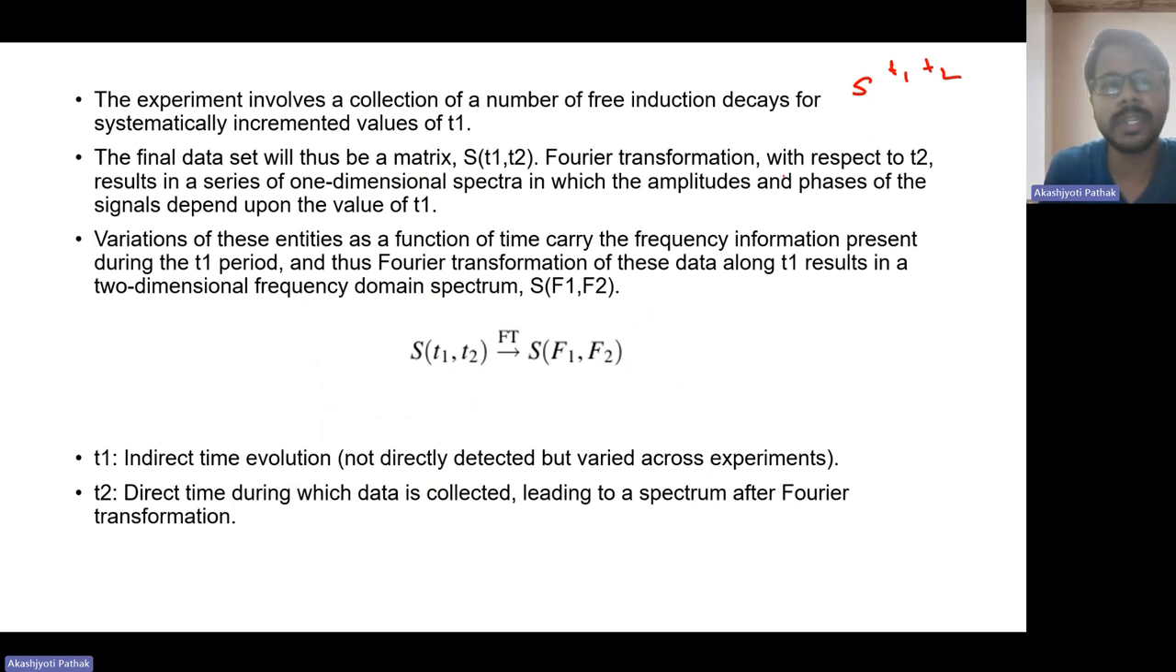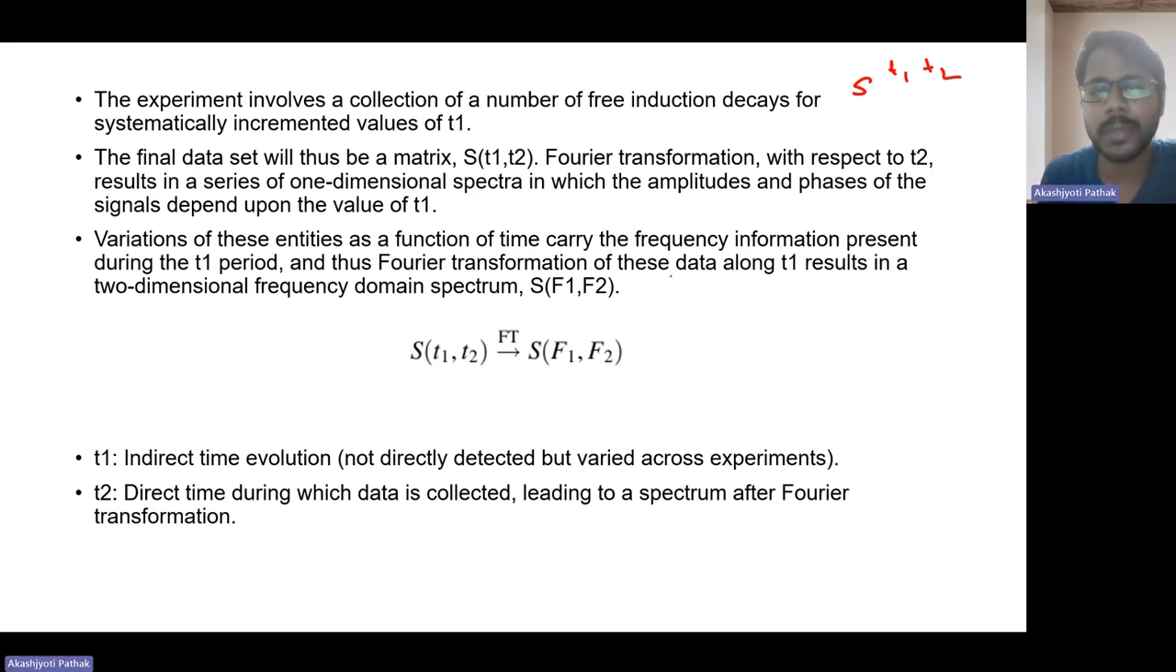Now, Fourier transformation with respect to T2 will result in a series of one-dimensional spectra in which the amplitudes and phases of the signals depend upon the values of T1. So variation of these intensities as a function of time carries the frequency information present during the T1 period. During the evolution period, this is the frequency information that you can get with increments of time, right?